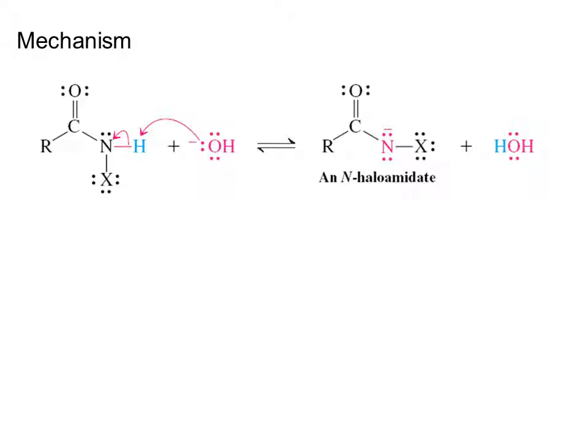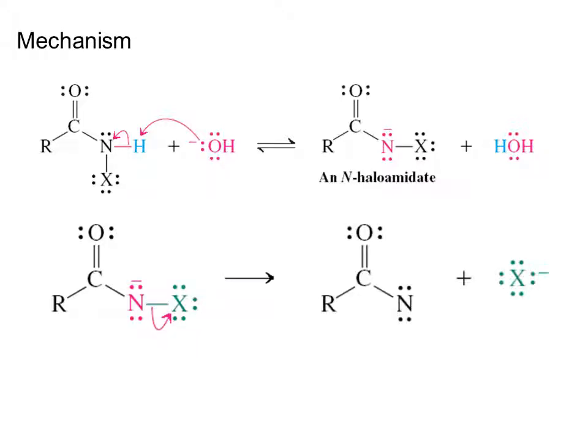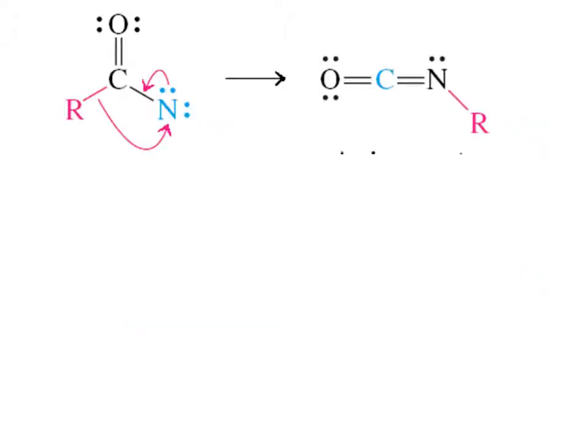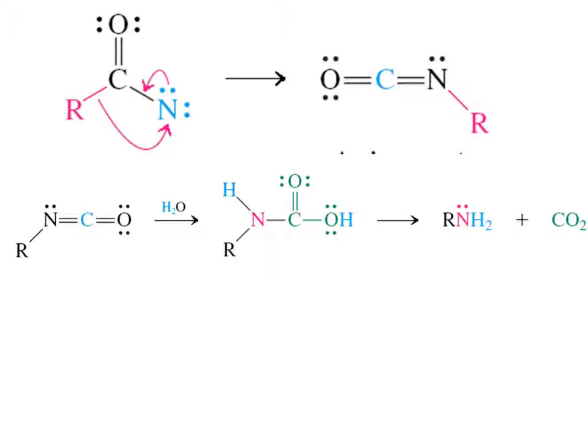So here we have an N-haloamidate. This is very similar to our amidate, with our nitrogen having a halogen on it. So it's still a minus charge on the nitrogen. The next step has the halogen leaving, giving us a single bonded nitrogen. This nitrogen can then rearrange, giving us our R group on the nitrogen with an intermediate with our carbonyl. If we hydrolyze that species, we'll get our carboxylic acid, which can then be removed as carbon dioxide, and we'll get our primary amine.